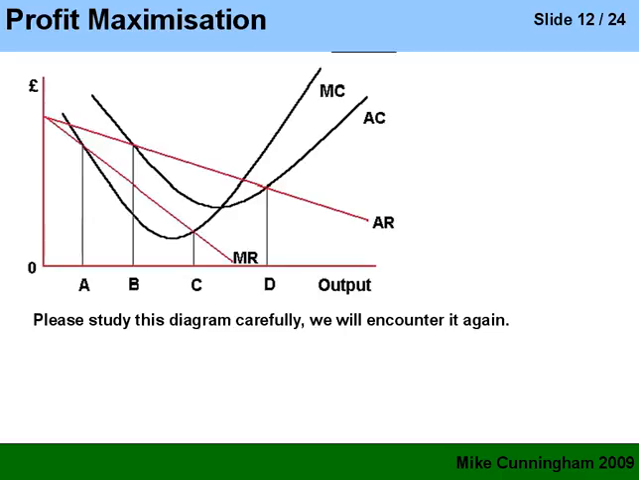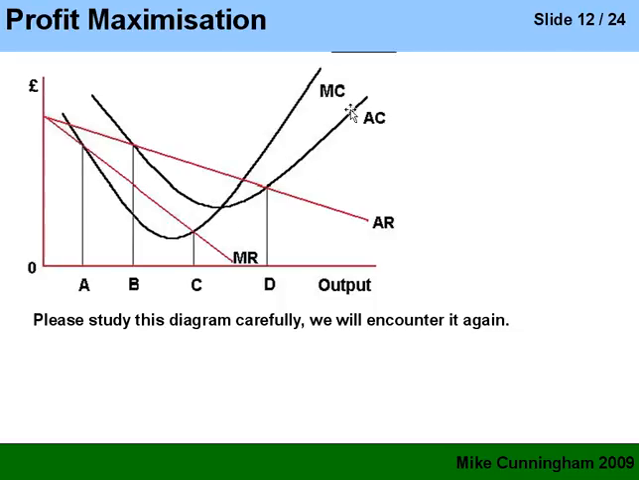Let's look at this in terms of averages and marginals. Just to keep it straightforward, we've got average cost, and we've got marginal cost. And remember, marginal cost cuts the average. There's the average. It cuts the average at this minimum point. It doesn't cut anywhere else. Marginal cost always cuts the average cost at its minimum point.